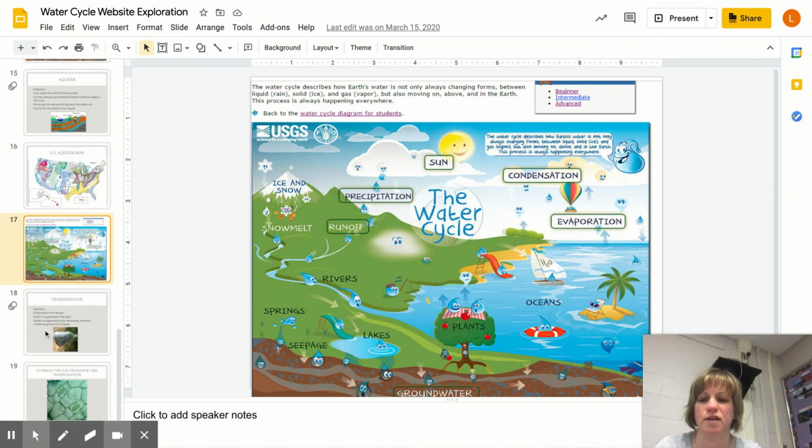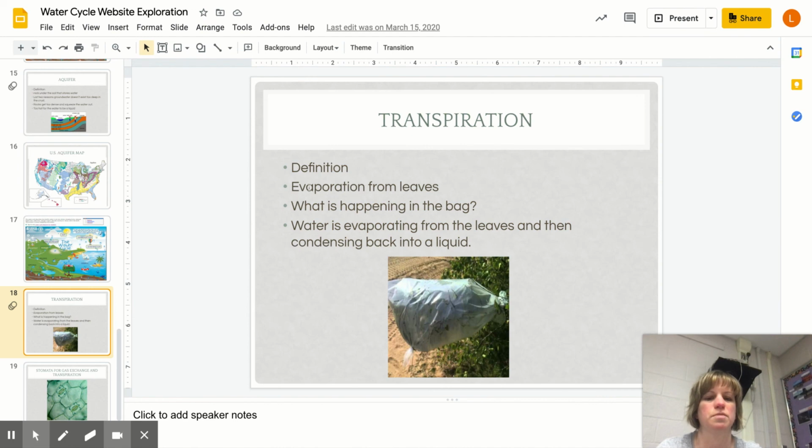Okay, and then the final term is probably the most difficult one of all, and it is transpiration. I believe you had to click on evapotranspiration, which is not on this exact image, but these little drops here that are having the picnic on the tree are about to experience transpiration. Transpiration is a fancy word that means evaporation from leaves. What's happening in the bag, see this bag is tied at the end, you can actually see water evaporating from the leaves and then condensing back to a liquid. That's why it looks kind of foggy on the bag. So this is proof that evaporation happens.